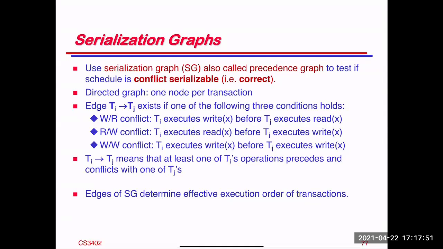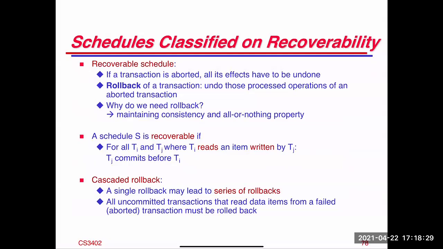Keep in mind that the edges of the serialization graph depend on these conflicting operations. In contrast to the wait-for graph that I mentioned just before, this is not a dynamic graph, right? We're not removing edges here. We just keep adding them as we go along through the transactions. And of course, one important point about the serialization graph is that we can check for cycles to see whether a schedule is conflict serializable.